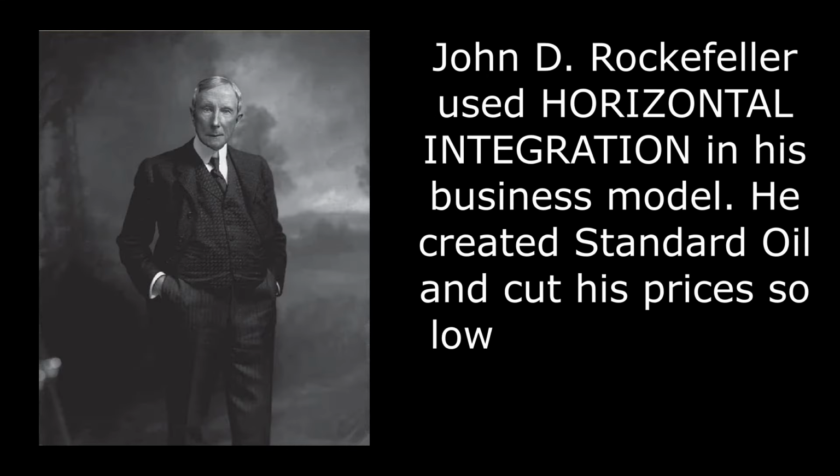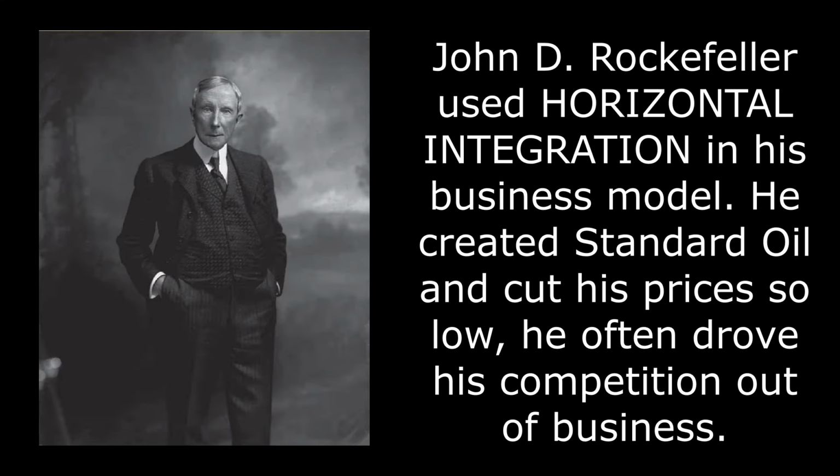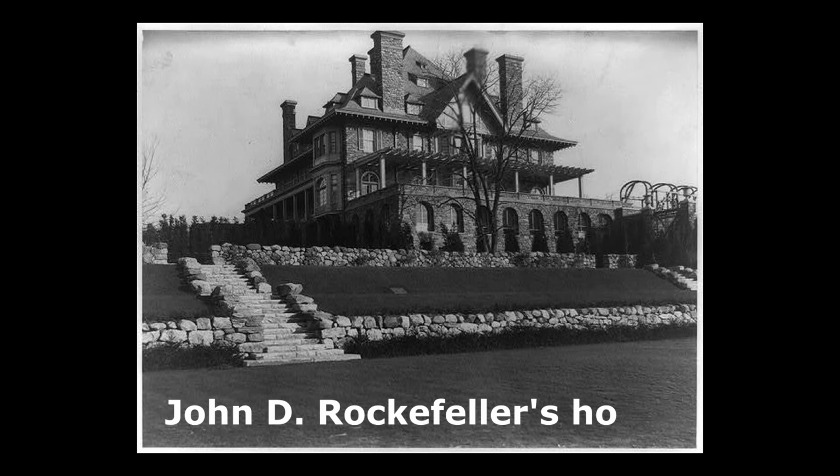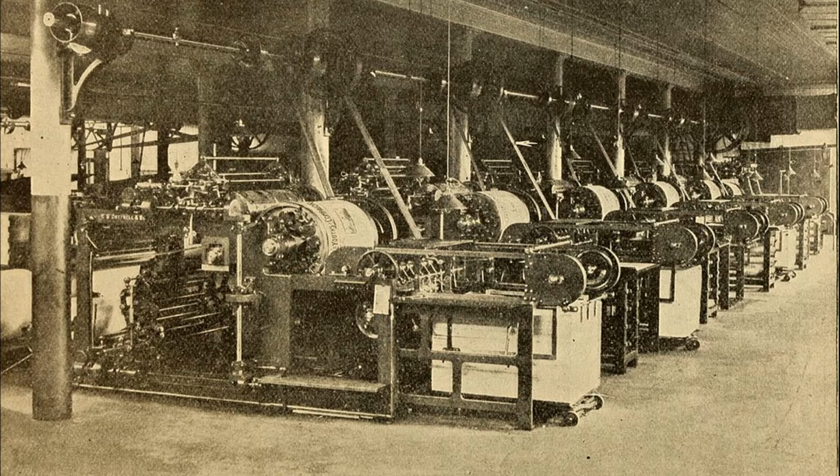John D. Rockefeller used horizontal integration in his business model. He created Standard Oil and cut his prices so low to the point that he wasn't even making a profit to drive out his competition and put them out of business. He would then buy their business or just let them go bankrupt and would consume all their customers and then raise the prices. Monopolies had not yet been outlawed and Standard Oil was able to take control of 84% of the nation's oil sales.